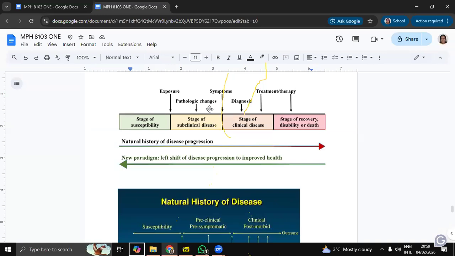The second outcome can be that the person will recover partially but have a disability. So for instance, somebody comes down with a stroke.